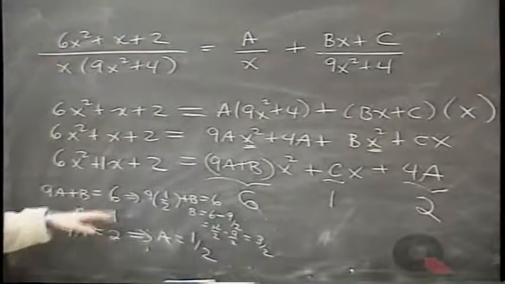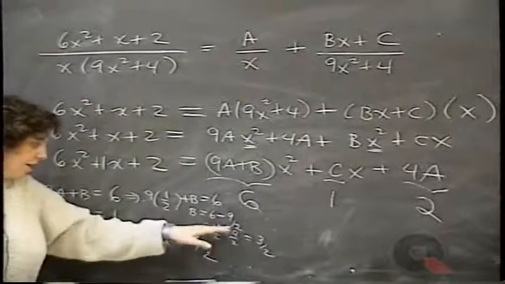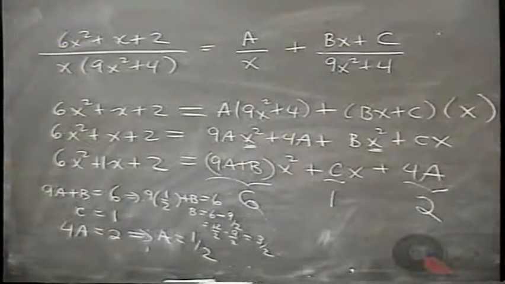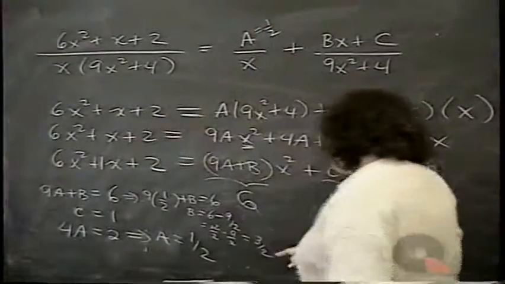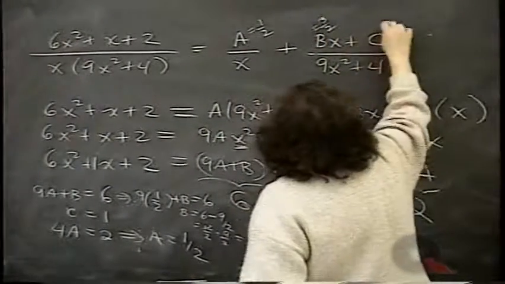9a plus b is 6. 9 times 1/2 plus b is 6. b is 6 minus 9/2, 12/2 minus 9/2, or 3/2. So now I know what a is. A is 1/2. b is 3/2. And c is 1.